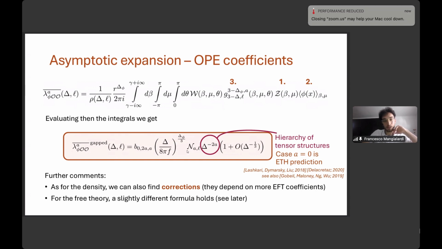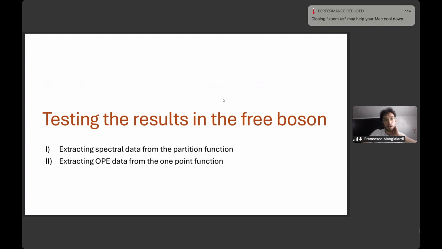And a second small comment is, as before, this formula holds in the case of a gapped theory, while in free theory there is a slightly different formula. For instance, also here, the limit of the 1-point function at high temperature is slightly different in free theory with respect to a gapped theory. But the type of reasoning is the same. Okay, so at this point, I would go to see how all these results apply in the case of the free boson, unless maybe there is any question.